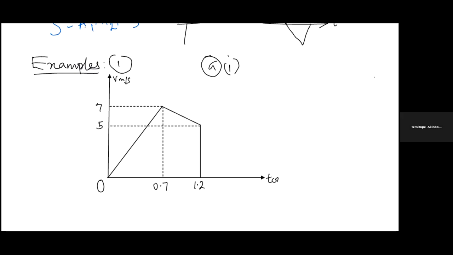Question B. Find the deceleration of the stone while it is moving in the liquid.